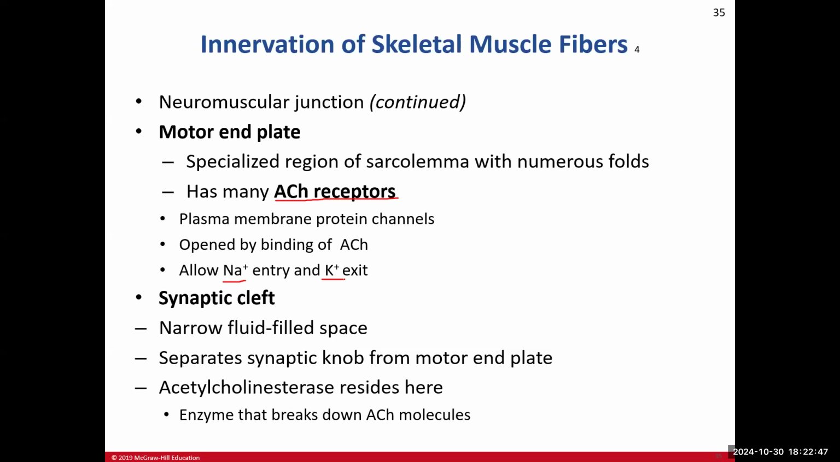Same thing as a neuron. Where's potassium going to go? It's going to leave. Yep, it's going to exit out. Okay, but keep in mind, a lot more sodium is going to go into the cell than potassium leaving. So we're going to make the inside of the muscle cell more positive. What do we call that, when we make the inside of a cell more positive or less negative? Depolarization. So we're going to start to depolarize our skeletal muscle cell, much like we had to do with the neuron.